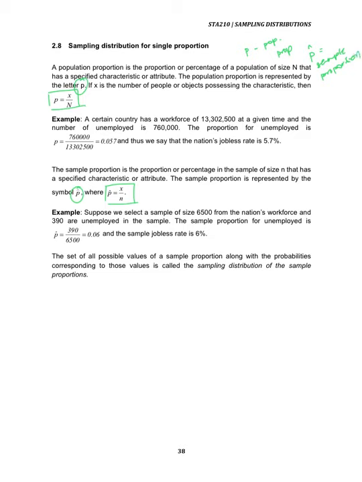Okay, so let's do the example. Suppose we select a sample of size 6,500 from the nation's workforce and 390 are unemployed. This means the sample proportion for unemployed is P hat equals 390 over 6,500, or 0.06. So that means the jobless rate is 6%. The set of all possible values of a sample proportion along with the probability corresponding to these values is called the sampling distribution of the sample proportion.